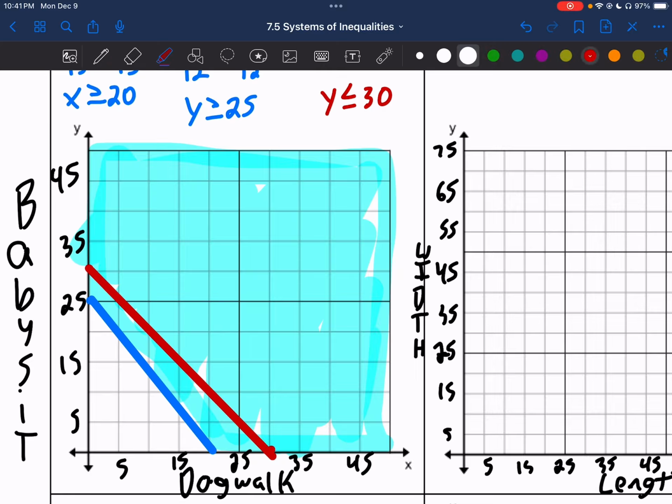Okay, and again, you're going to see we have an overlapped section. In this case, this sliver right here is the possible number of hours that she could work where she's within her 30-hour limit, but she is also going to be making the $300 that she was hoping to make. So something like 10 hours dog walking and 15 hours babysitting, or 20 hours dog walking and 5 hours babysitting. Those would fall within that range of what we're looking for.